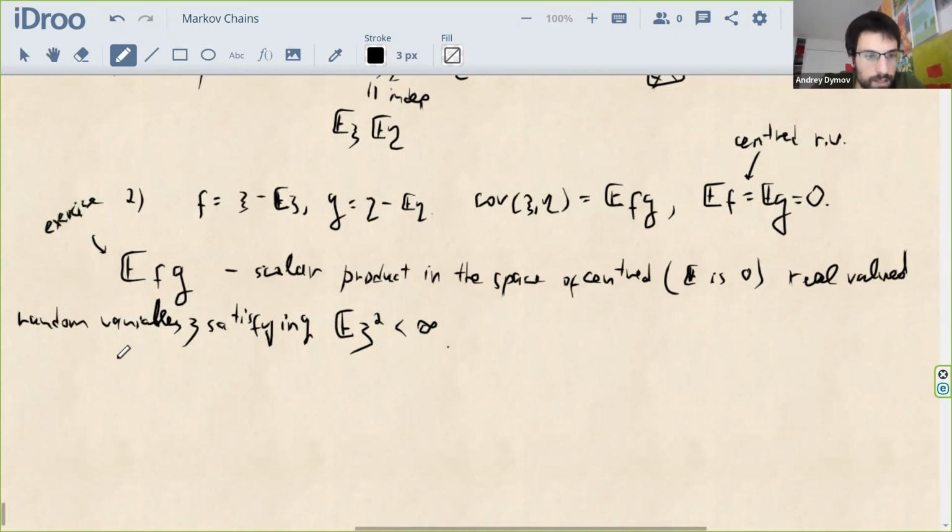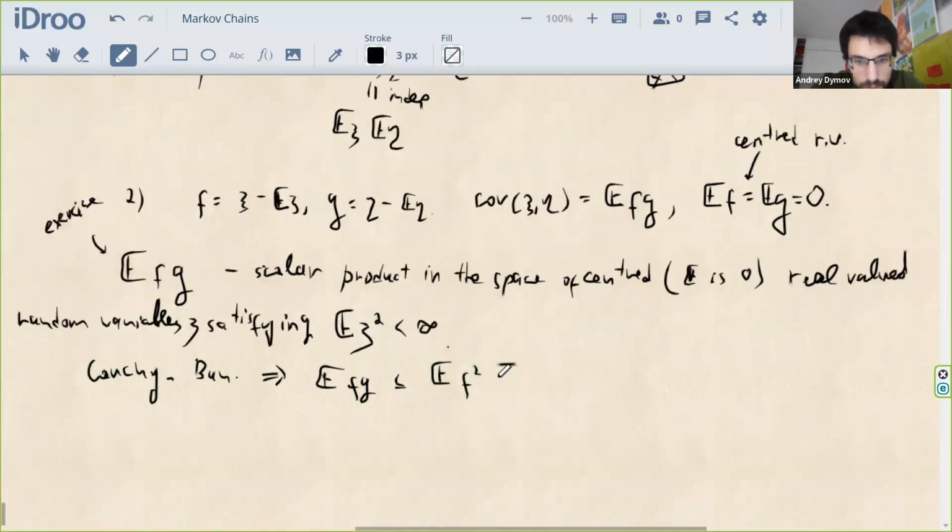But then, since this is a scalar product, the Cauchy-Bunyakovsky, or Cauchy-Schwarz, as you wish, inequality implies that the expectation of f times j is bounded by what? By the norms, the product of the norms of these random variables. So by such a square root, right?